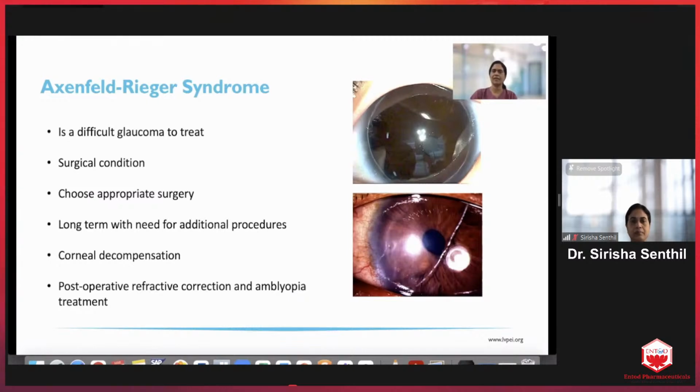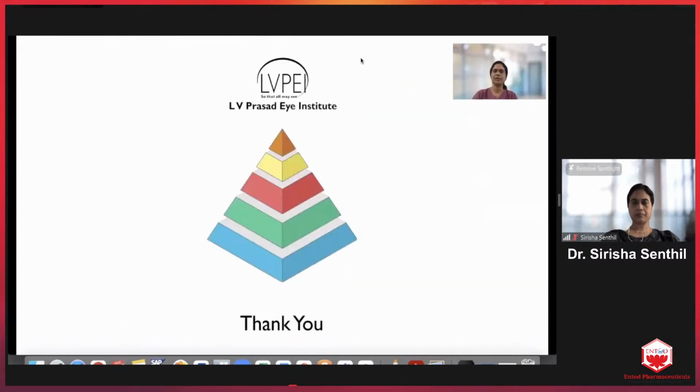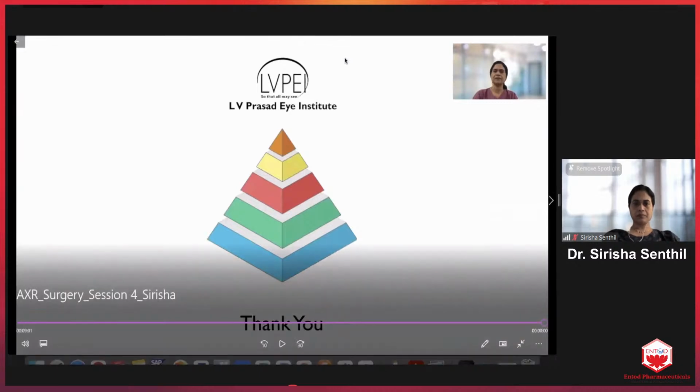We also have to have very good long-term follow-up because their primary surgeries can fail, and additional complications like corneal decompensation can occur in these children over a period of time. One word that we should remember is that these children are bound to have severe amblyopia because of the way the corneal changes are. So appropriate refractive correction and amblyopia management goes a long way in helping these children see better.